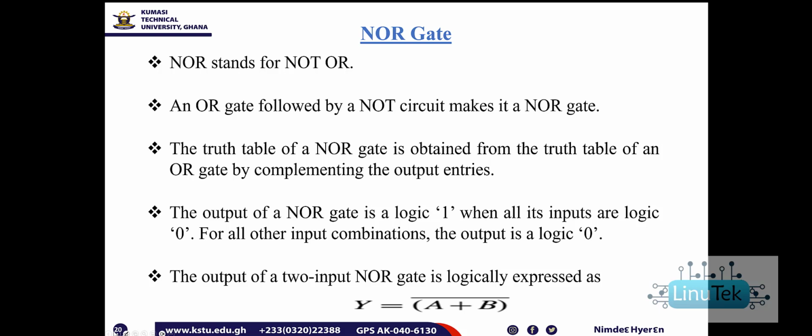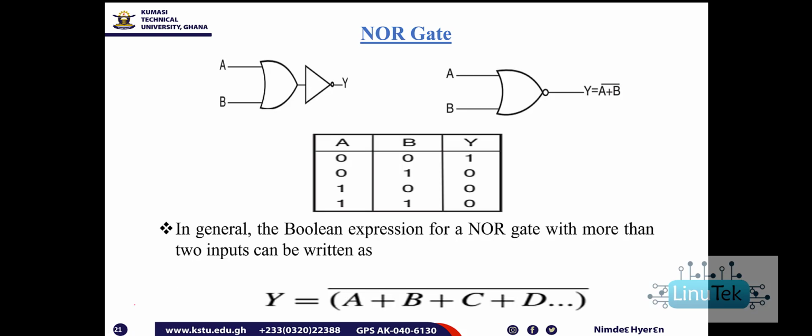Then we have the NOR gate. Like I said earlier on, these are just combinations of logic gates. So in this case, it's a combination of an OR gate and a NOT gate. So the output would be Y equals (A or B) complement.